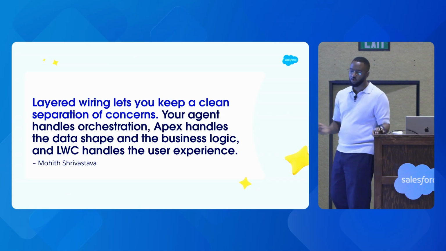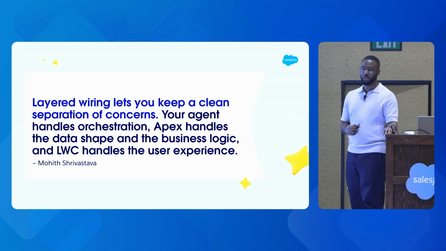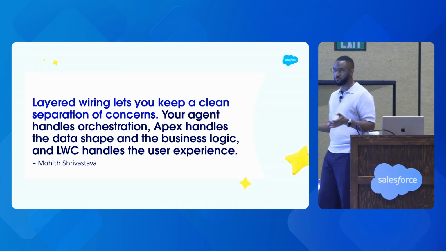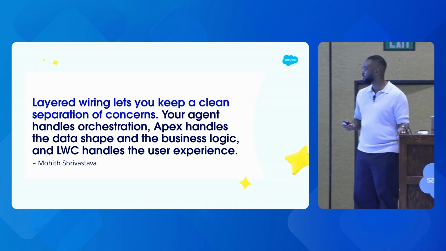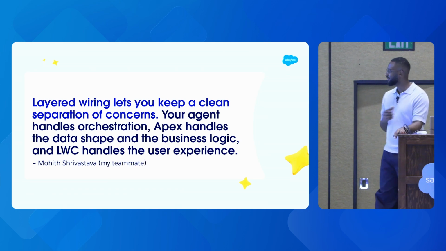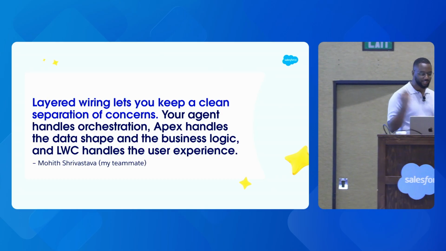Now, this layered wiring helps you keep a clean separation of concerns because your agent handles the orchestration, your Apex handles the data shape and the business logic, and the Lightning Web component handles the experience. All right? And this is from the great Mohith, who happens to be my teammate. Really smart guy. Go watch his talks too.